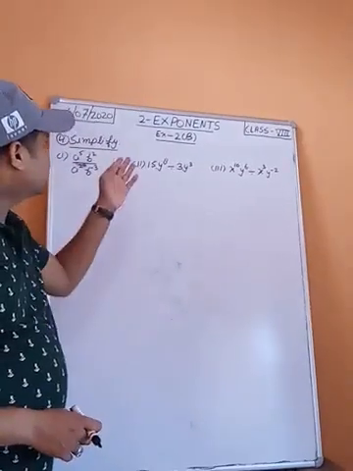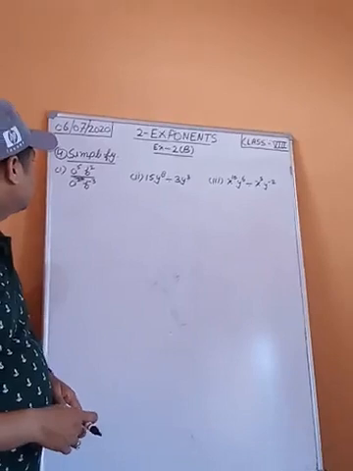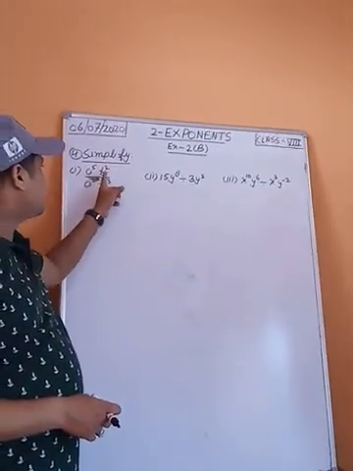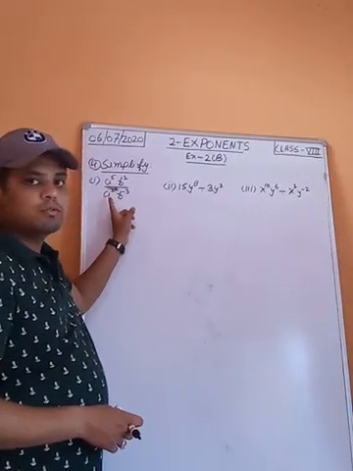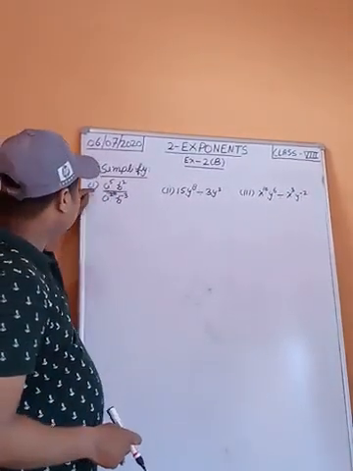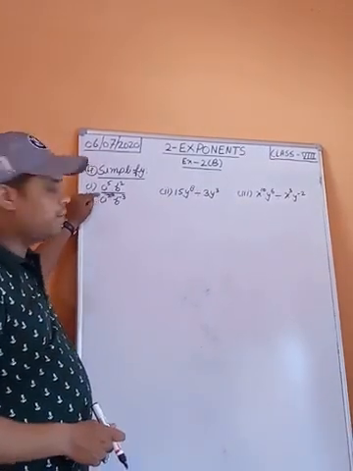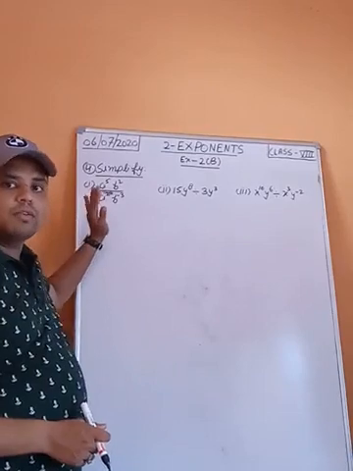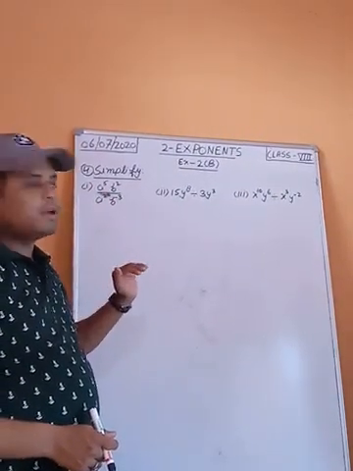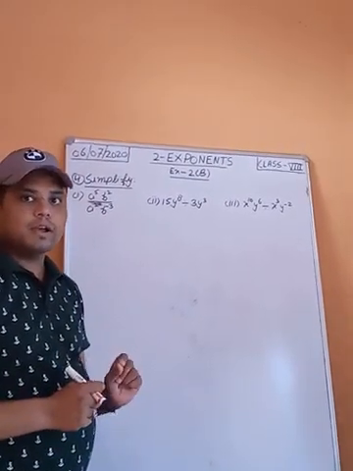Students, we were on exercise 2b, in which question number 4 is simplified. First part: a raised to power 5 b raised to power 2 upon a raised to power 2 b raised to power minus 3. So a raised to power 5 here, and in denominator a raised to power 2, and they both are in divide. So we can subtract the powers. If bases are same and having powers and they are in divide, so we can subtract the powers.